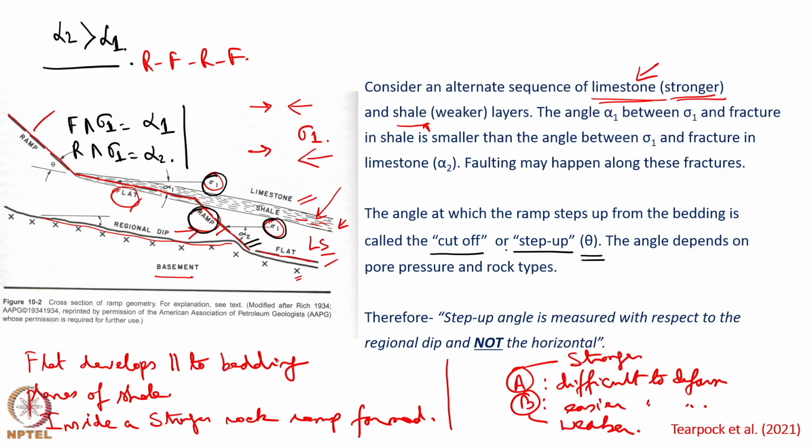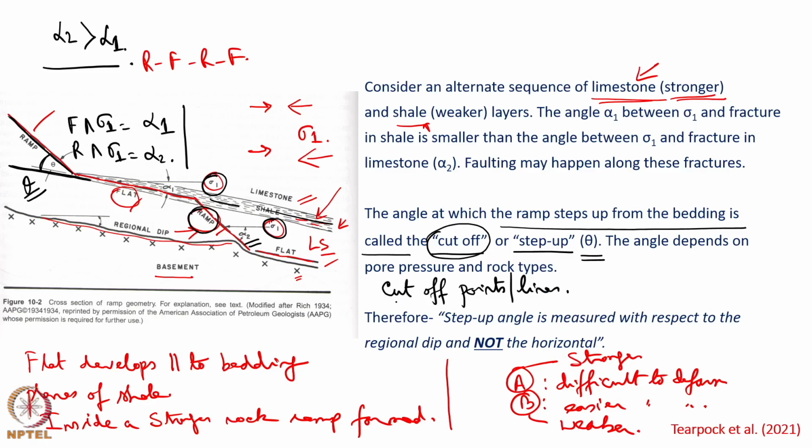Another angle, step up or cutoff, can be defined, given by theta. It is the angle at which the ramp steps up from a bedding. Here I have already said these lines represent bedding. So, if I extrapolate it here, this is the line and the ramp steps up here, this angle is theta. Cutoff was used earlier to explain cutoff points or cutoff lines, but here the word cutoff has a completely different meaning. Here it is the angle, whereas earlier they represented points or lines.